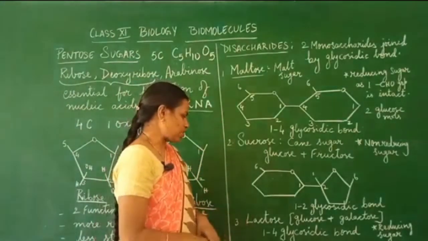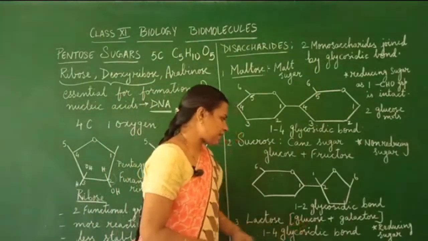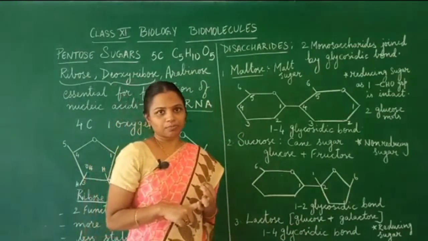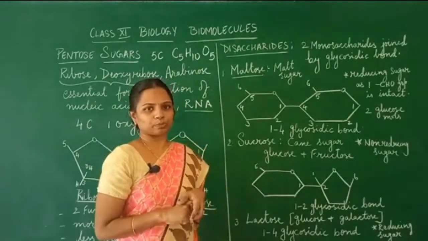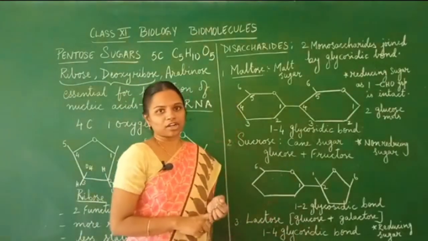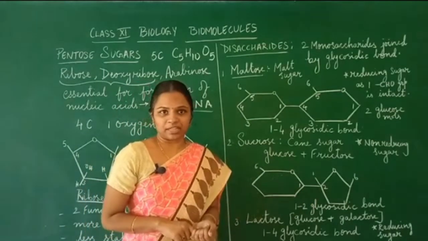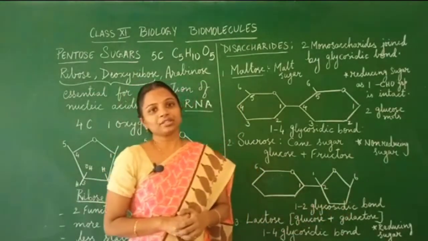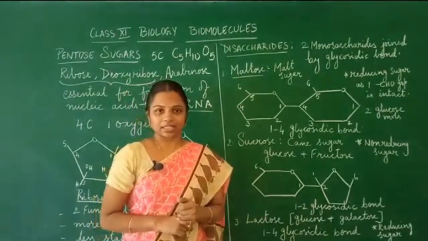Now, coming to the last one, that is lactose. Lactose is a disaccharide which is made up of a glucose molecule and a galactose molecule. Both of them have got an aldehyde group as the functional group, but it forms a 1,4 glycosidic bond wherein the aldehyde group of galactose will be free. That is the reason why lactose is called a reducing sugar. So, this is the concept of disaccharides.